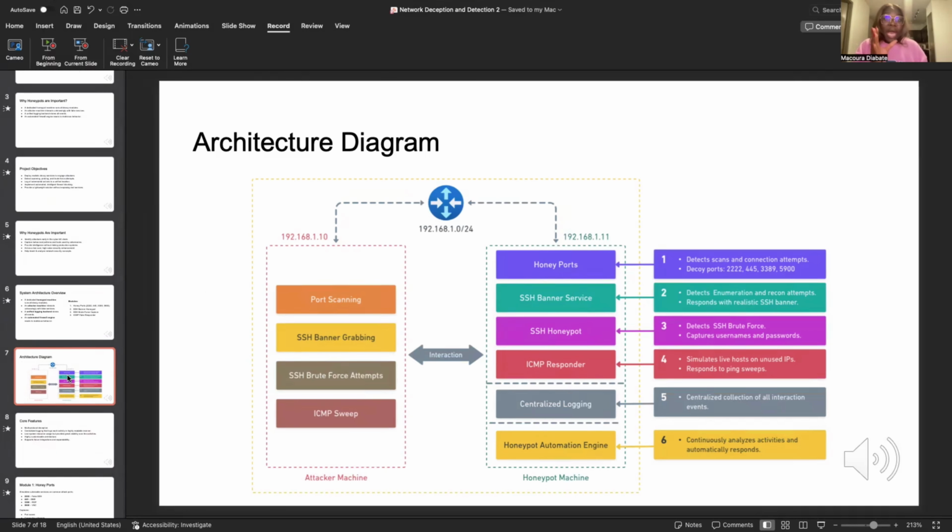So this diagram shows the attacker machine interacting with multiple honeypot entry points. Fake ports capture probes, fake SSH captures authentication attempts, and the ICMP responder handles pings. All logs are funneled into the same log file. A trigger automation monitors this file and injects firewall rules to block offending IPs. This creates an end-to-end deception and defense cycle.